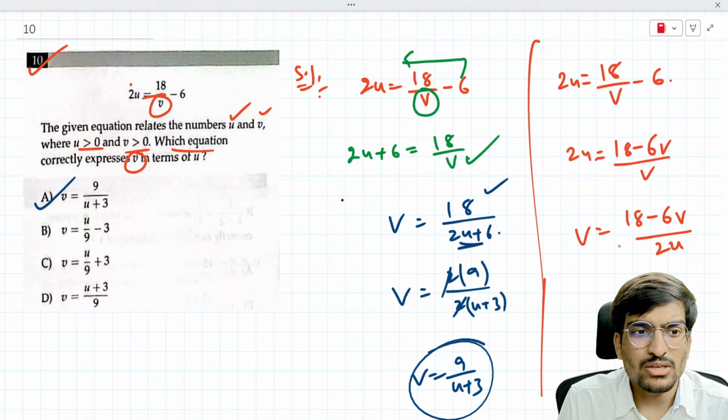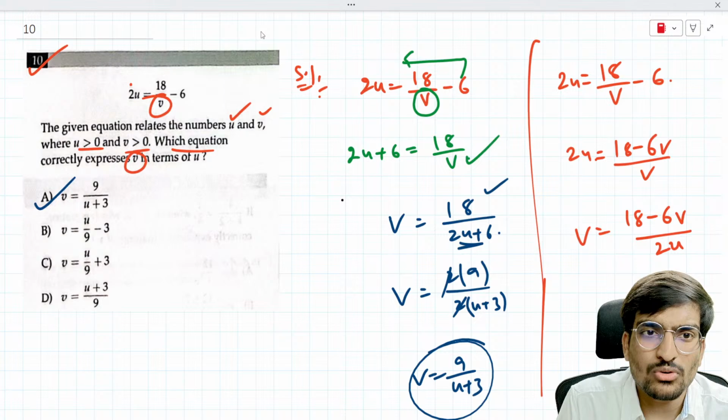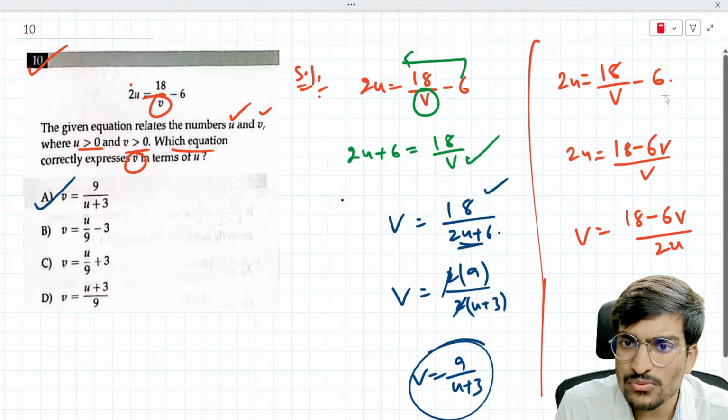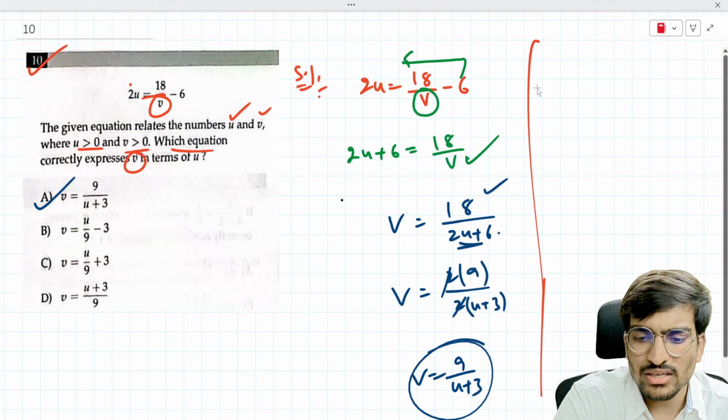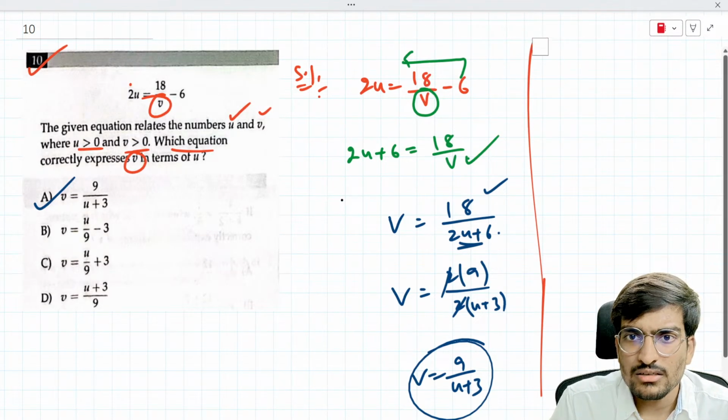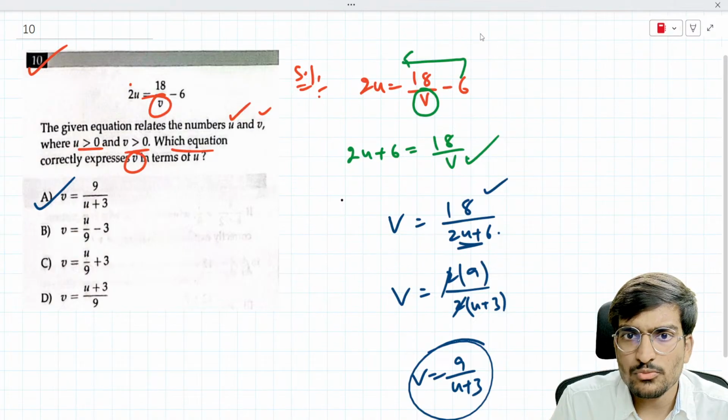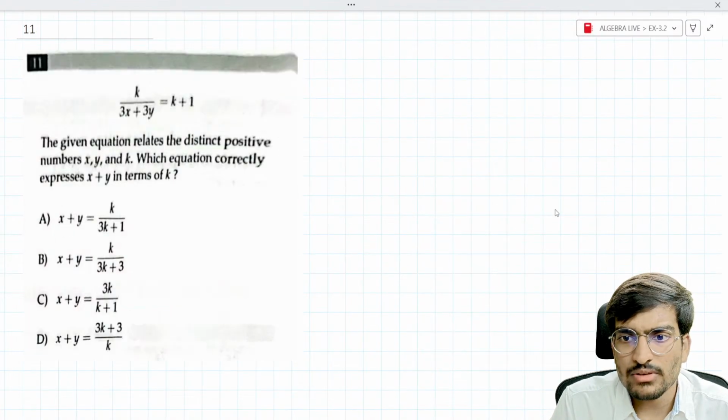But by doing this way we won't get the u value. Again we have one more 6v, and that value, no, don't go with this. Whatever I did the first way, that is fine. This is again taking time. Yeah, let's move with the second question. I mean, sorry, 11th question.